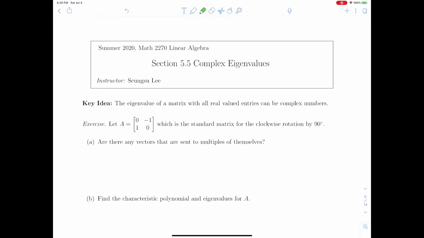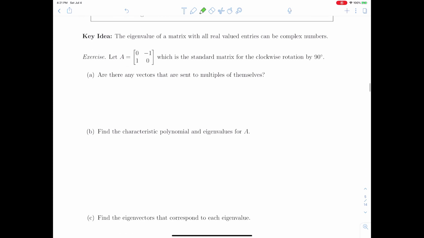Okay, so we won't cover this section in detail, but I want to give you some ideas about what complex eigenvalues mean. So complex eigenvalues are eigenvalues which are complex numbers. And the point of this section is that the eigenvalues of a real valued matrix can be complex numbers. So let's consider a matrix A given by [0, -1; 1, 0]. And this is the standard matrix for the rotation by 90 degrees. So if you rotate things by 90 degrees, are there any vectors that are sent to multiples of themselves? Well, everything is rotated, so there are no such vectors.